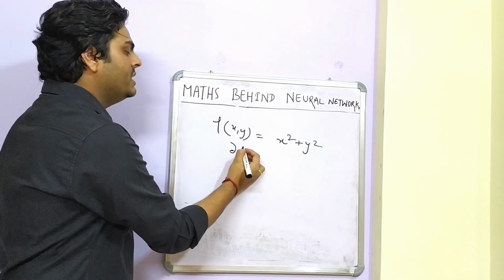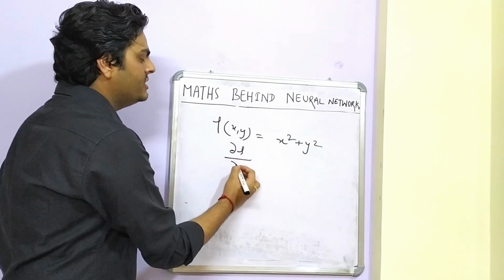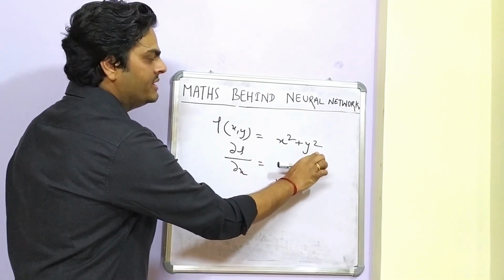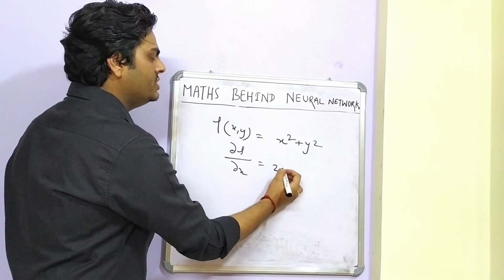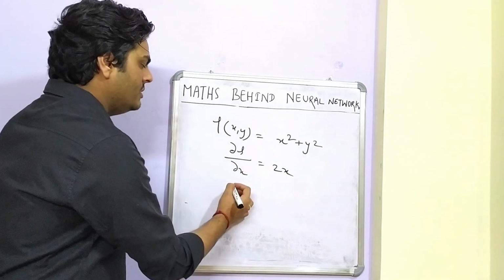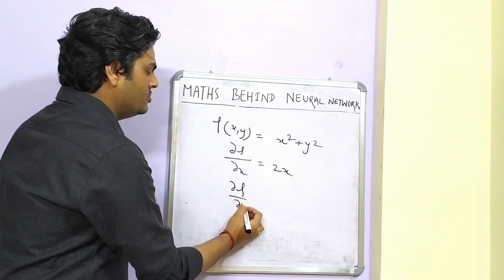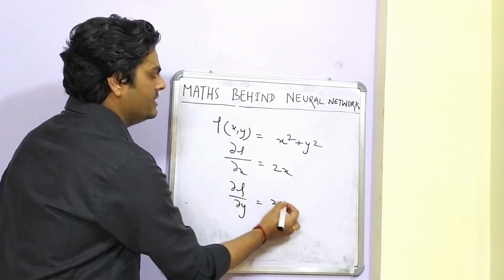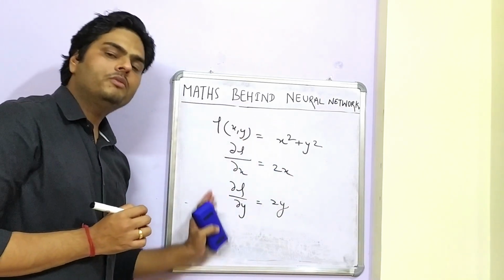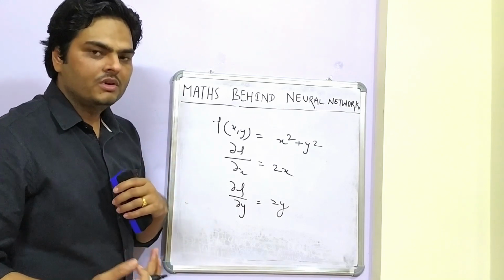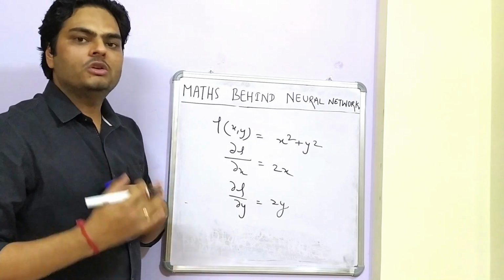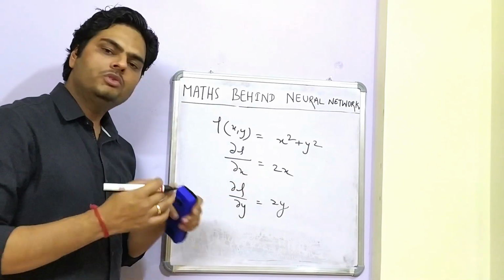So the partial derivative of this function with respect to x will be, in this partial derivative, y will be treated as constant, so it will be 2x. The partial derivative of this function with respect to y will be 2y. In this case, x will be treated as constant. So this is the fundamental of something called partial derivative. Why is this important? I will tell you when we discuss the backward propagation of neural networks. So all these things are related to neural networks.